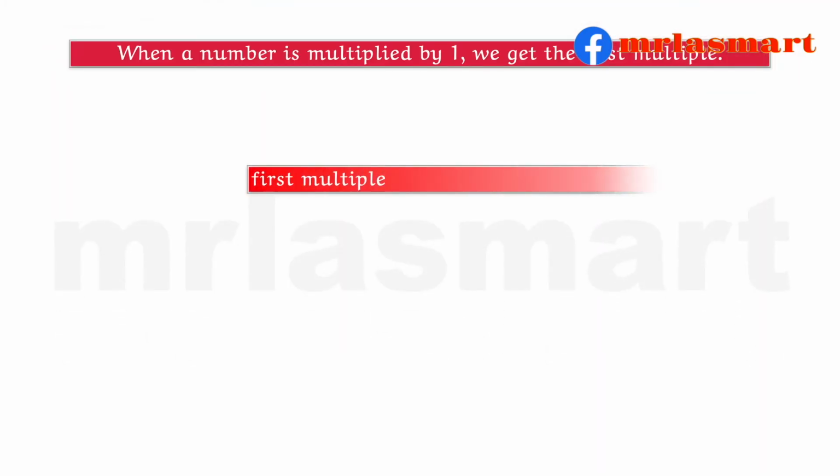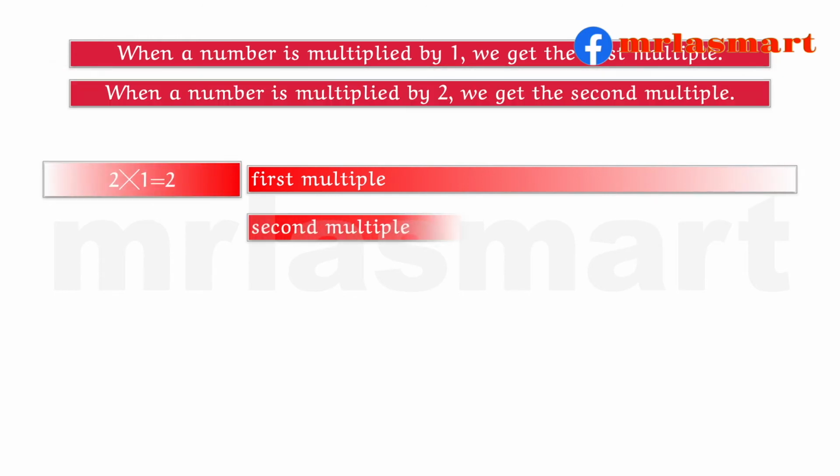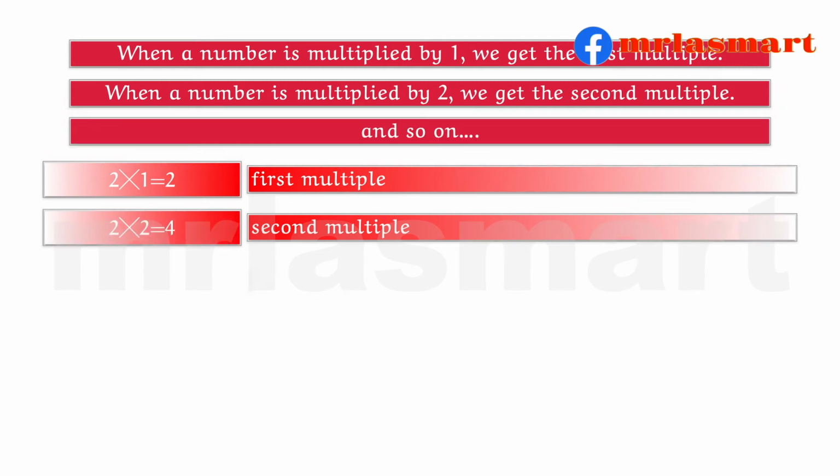When a number is multiplied by 1, we get the first multiple. When a number is multiplied by 2, we get the second multiple. And so on.